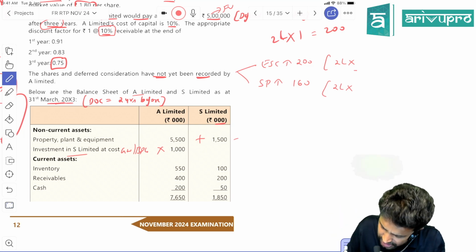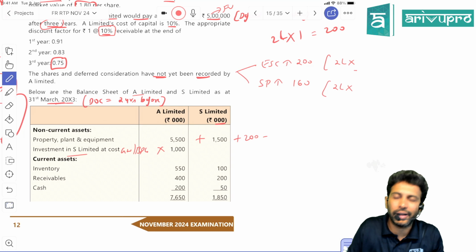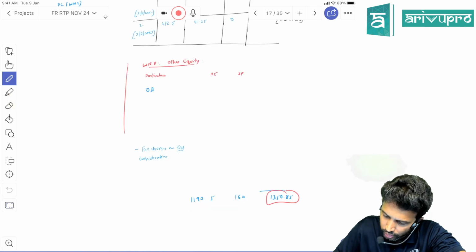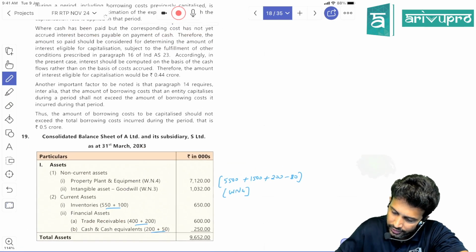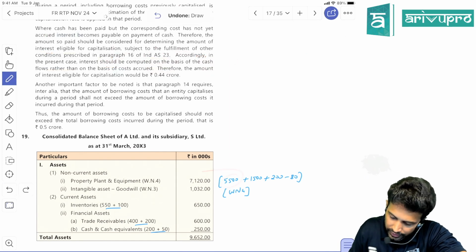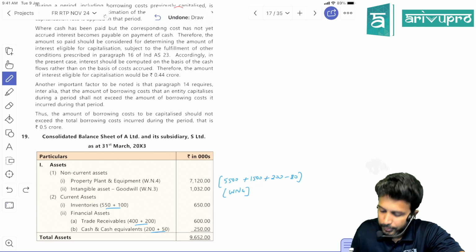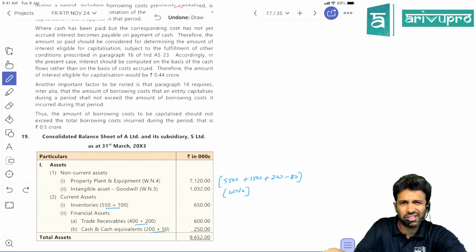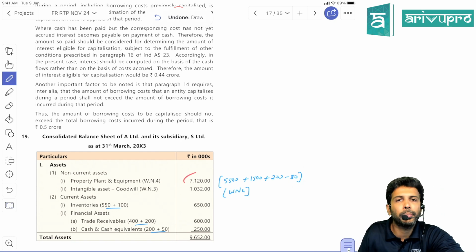Is there any fair value adjustment? Yes, there is a fair value increase of 20, but there is an additional depreciation also 80. I think I've already done that. Maybe we can review in the interest of time. Yeah, here it is. I'll bring it a little closer maybe. See, 5,500 plus 1,500. Parent's and subsidiary's, fair value adjustment and additional depreciation. This is there in working note number 1. So that becomes your PPE value.